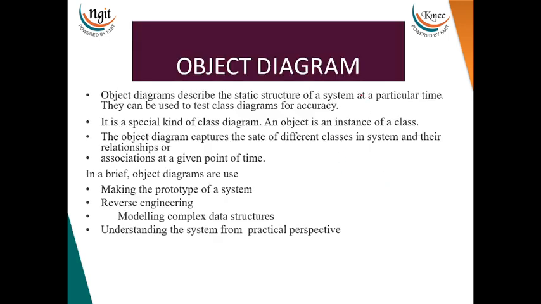The object diagram. What do you mean by object diagram? It describes static structure at a particular time. That is more important to us. It is a special class of class diagram, and an object is an instance of it. What is the operation at that point? I am going to capture it.